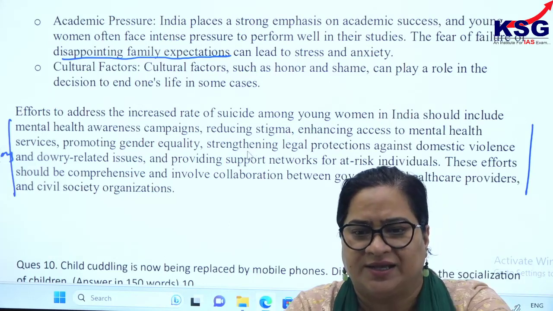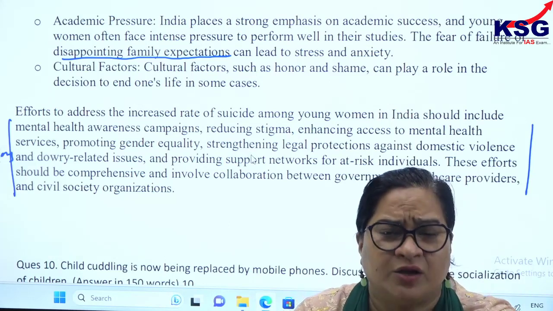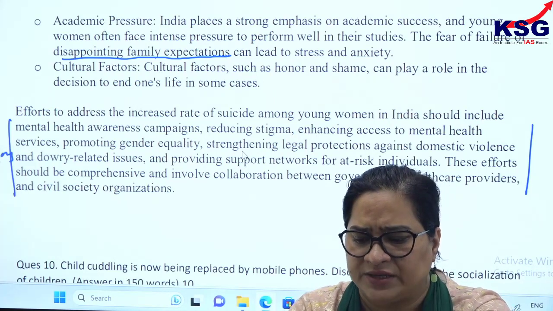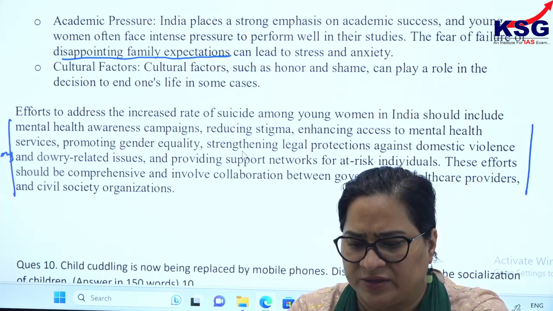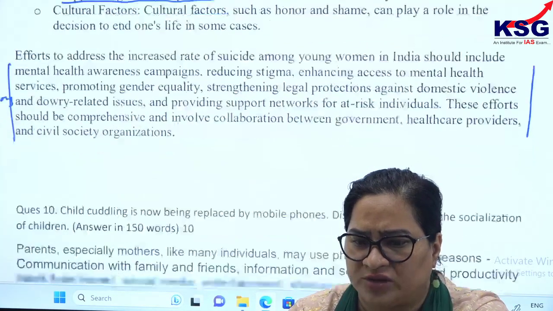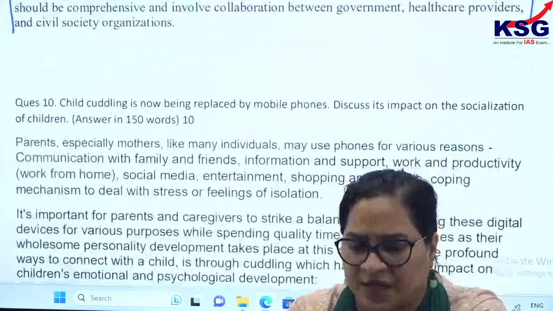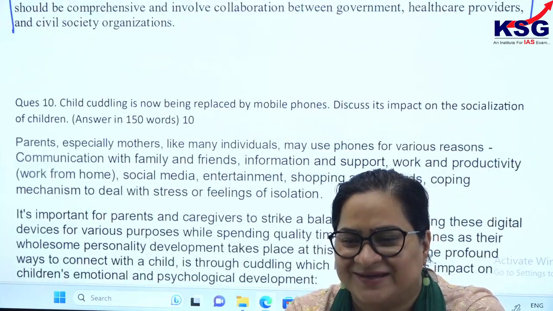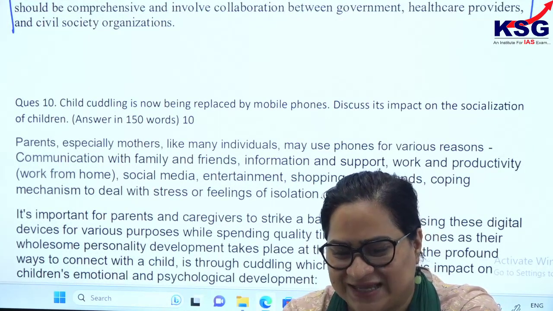You can just, like I would say, bring a contextual understanding or logic to the answer. All right, further ahead, when we are moving with this given dimension, we can reflect upon the next question, that is, child cuddling is now being replaced by mobile phones. Discuss its impact on socialization of children.